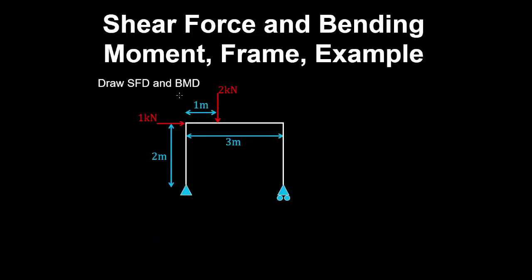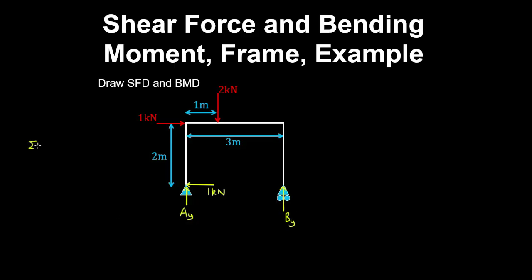Let's draw the shear force and bending moment diagram for this frame. Well, a roller does not have a horizontal reaction, so only the pin is going to resist that horizontal 1 kilonewton load by horizontal equilibrium of forces. And we also have a vertical reaction at the pin and roller.